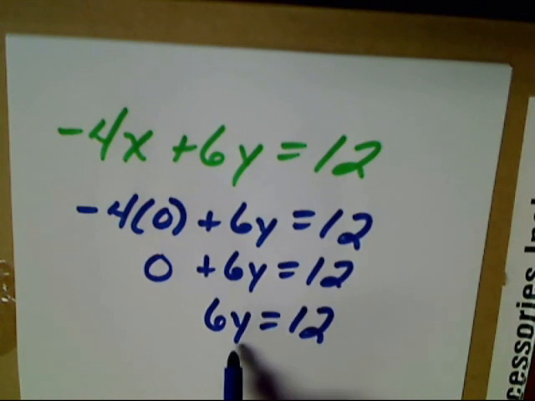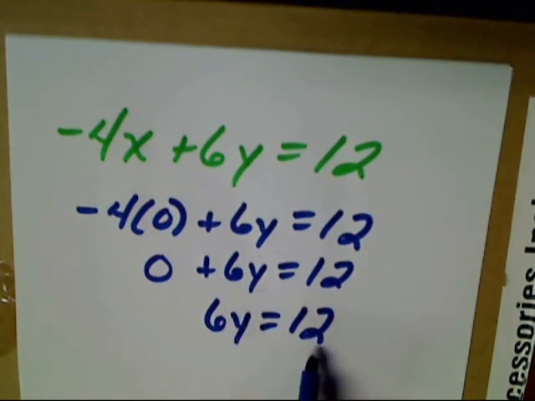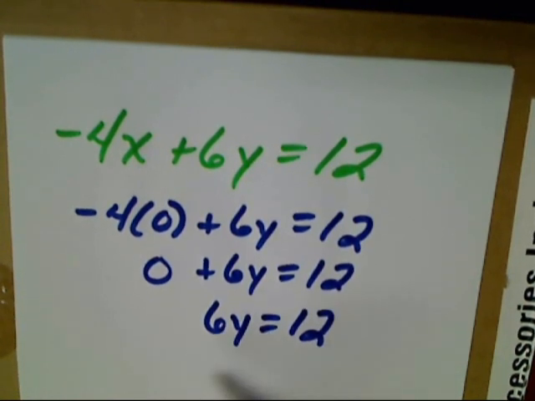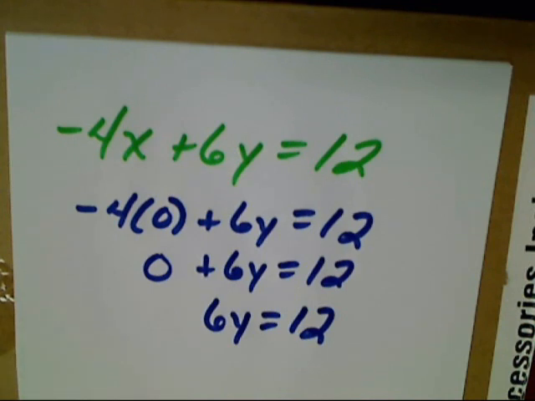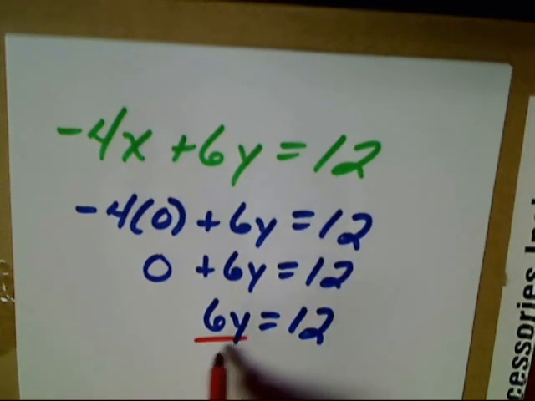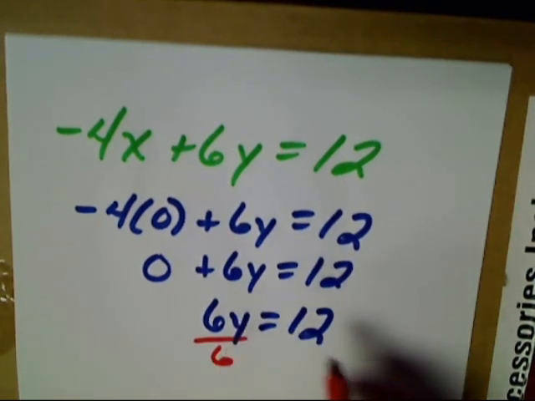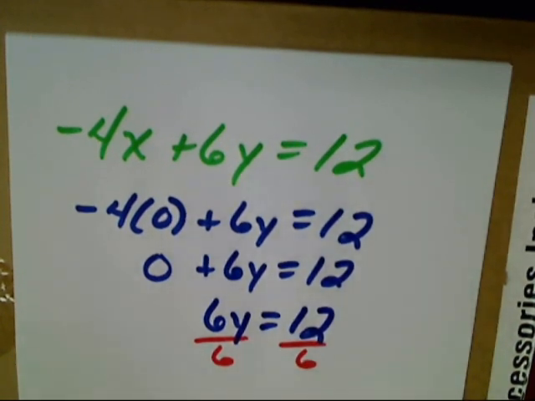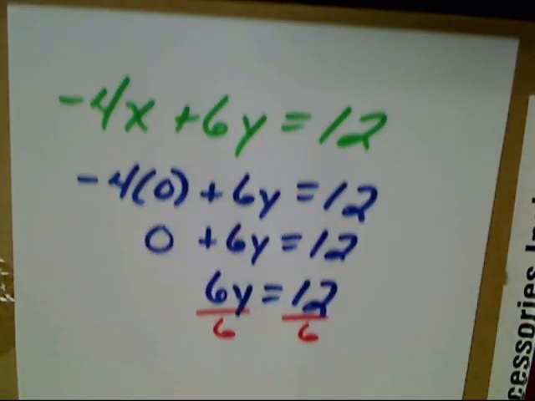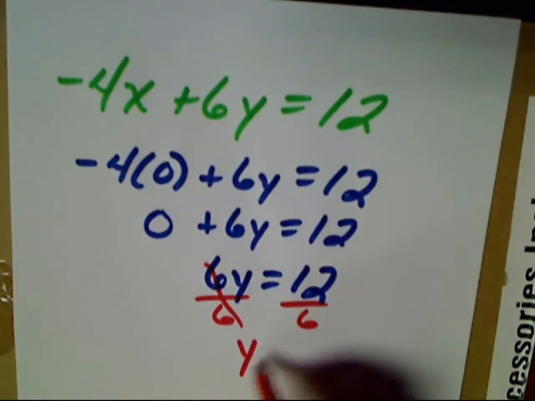So the term with the y is all by itself equal to the constant that was on the other side. And then to get y alone, we would then divide by 6. Remember, a number and a letter mushed together means multiplication, so to cancel multiplication, we divide. And we would get y is equal to 2.